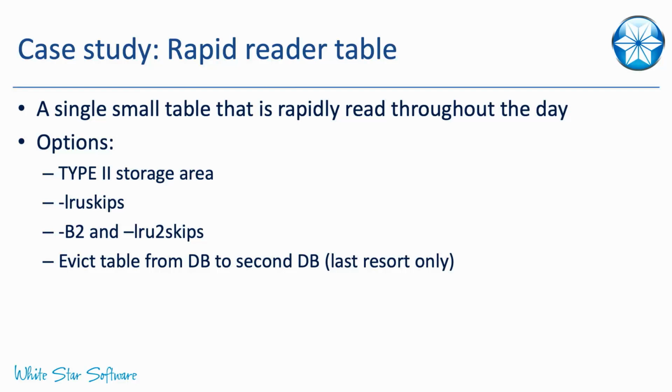And then the rapid reader table. This is that table you go through all the time, every day. The B2 and LRU2 skips: if you do everything right, you'll never use LRU2 skips. But set it anyway because you could be wrong. I've been wrong once. Just once, though. But make sure that you have type 2 storage, you're using LRU skips for the database buffer pool, and then LRU2 skips for the secondary buffer pool. And then you take that single small table, or it doesn't even have to be that small, it's just a single-sized table, and put that up into the alternate buffer pool and allow people to read from there. You'll save lots of resources for everybody, and that's really what you want to do.